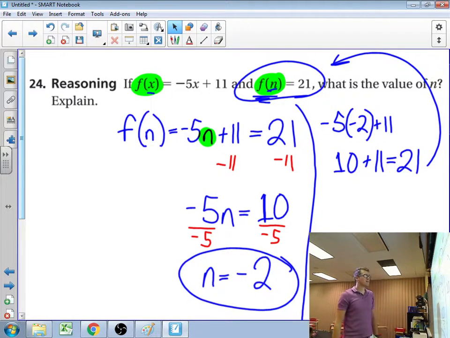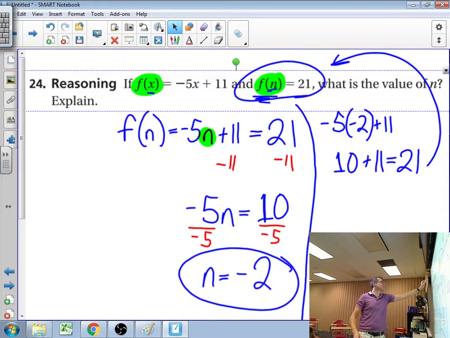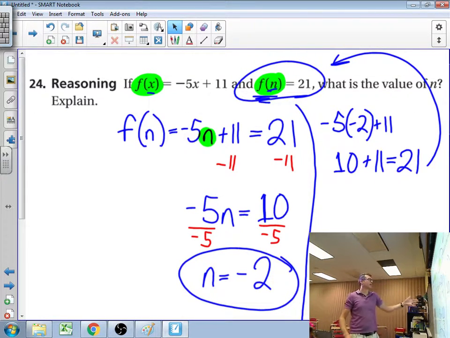So that is how we evaluate a function, both for when I have been given the input value and when I've been given the output value and have to determine the input. So whether I know the input or I know the output, I can always plug in and solve for the other missing value.